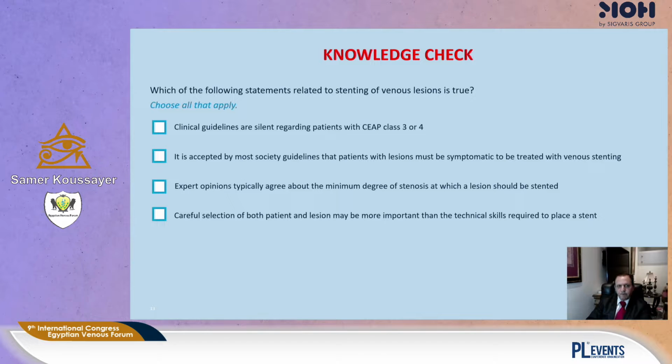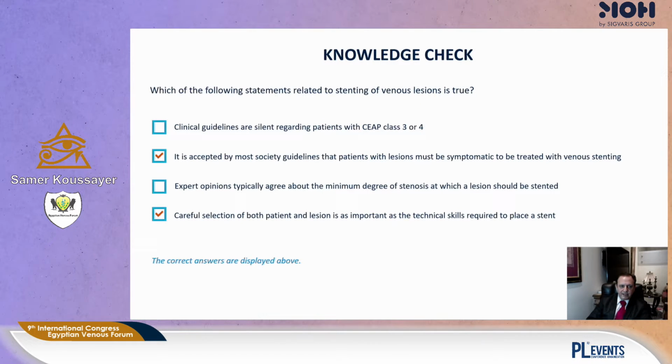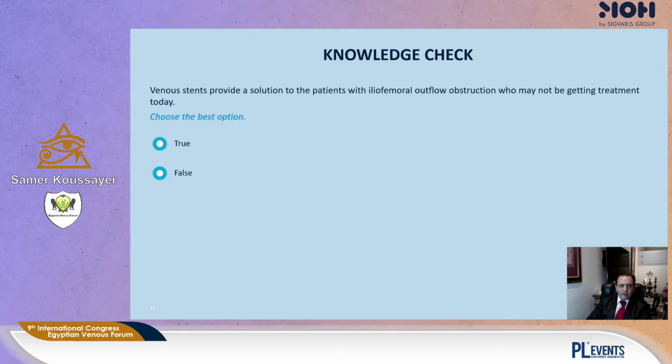This is correct. Experts typically agree about the minimum degree of stenosis at which a lesion should be stented. No, they did not agree on the minimum, so this is wrong. The last one, careful selection of both patient and lesion may be more important than the technical skill required to place a stent. This is correct. So the correct answers will be the second and the fourth one. The second question, venous stents provide a solution to patients with iliofemoral outflow obstruction who may not be getting treatment today. This is correct.